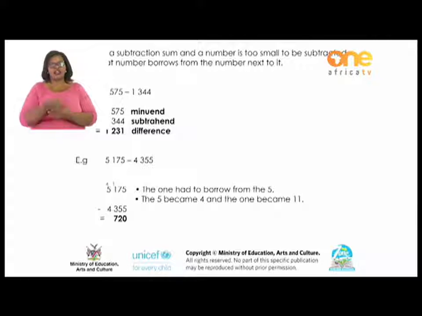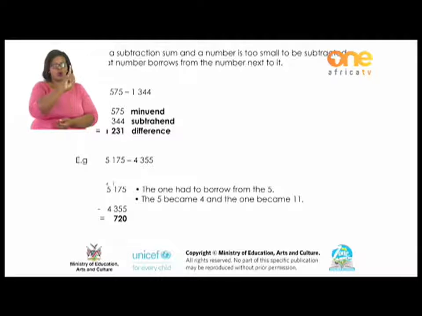Let's try another example. 5,175 minus 4,355. We write our big number, 5,175, on top. We write the small number, 4,355, at the bottom. And now we minus them from each other. 5 minus 5 is equal to 0. 7 minus 5 is equal to 2.